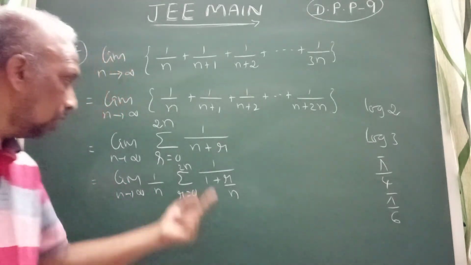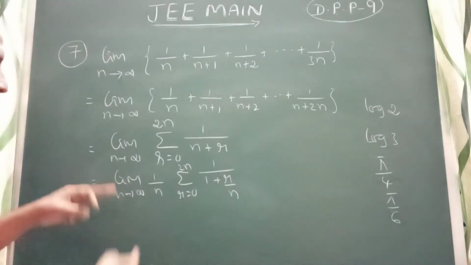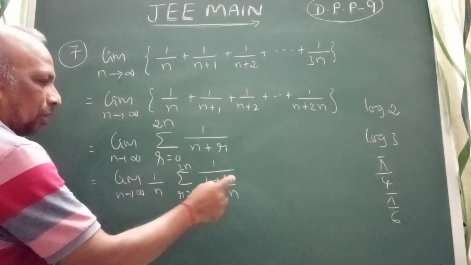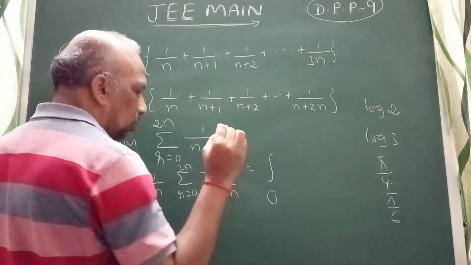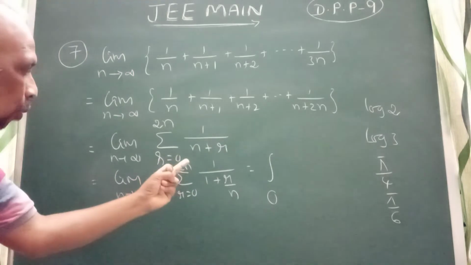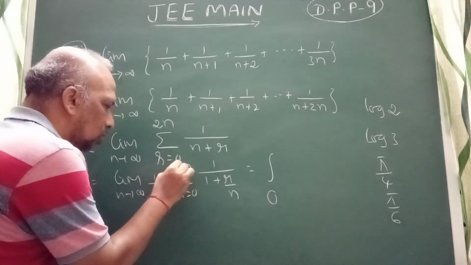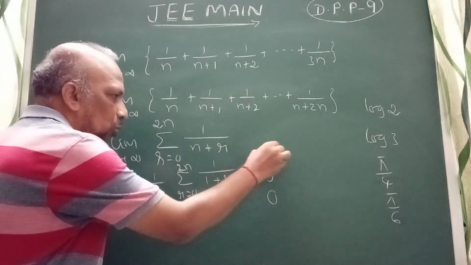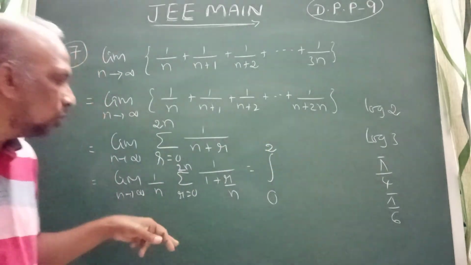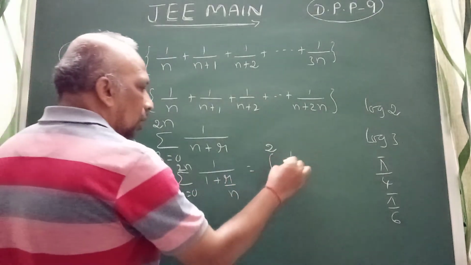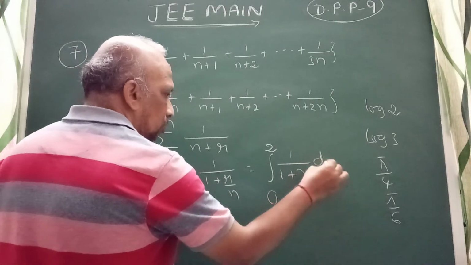So like this I can convert it to a definite integral. So 1 by n, r equal to 0 to 2n, 1 by 1 plus r by n, which is equal to integral 0 to 2. When the coefficient of n is 2 here, then it will be 0 to 2. If the coefficient of n is 1, 0 to 1. Integral 0 to 2, I can get 1 by 1 plus, replace r by n with x.